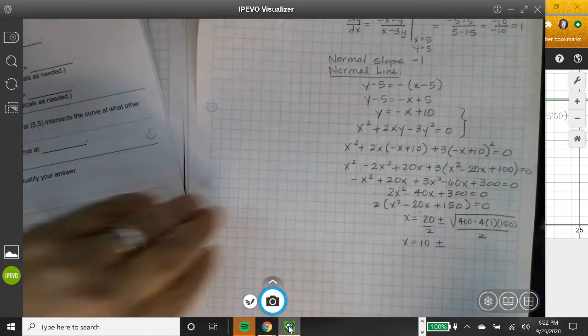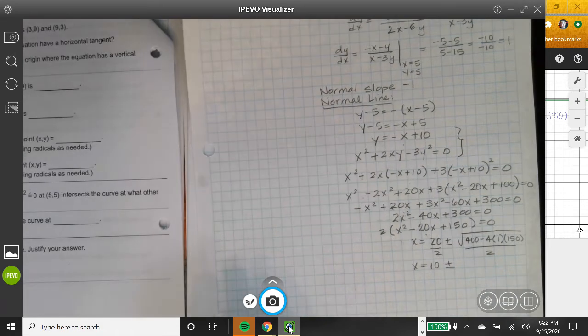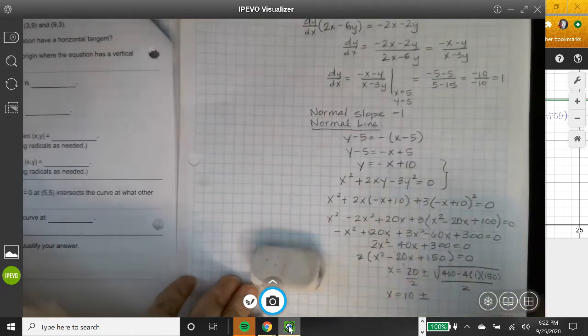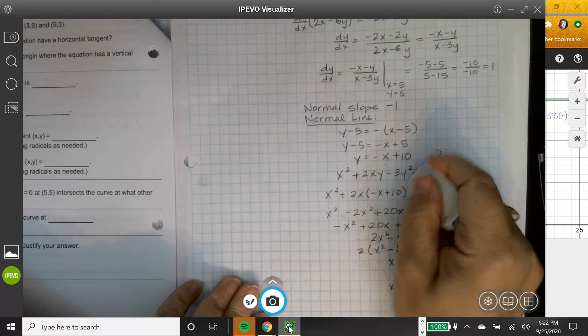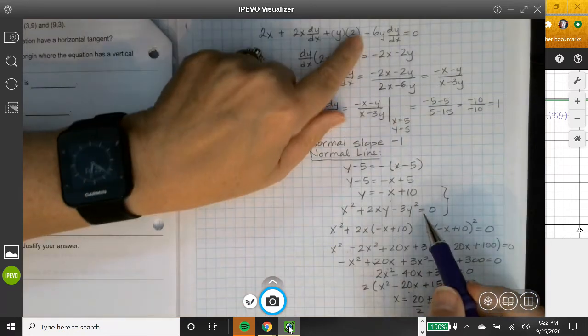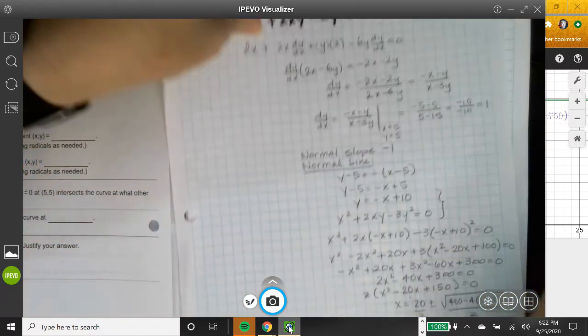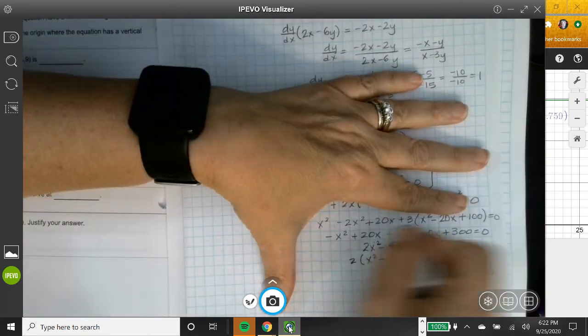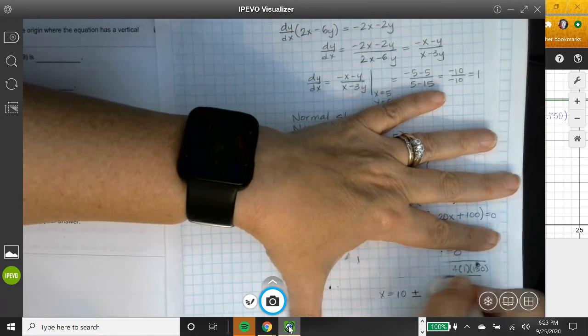All right, I see what I did. I found it. I copied my equation wrong, right? This is negative. This right here is negative 3y squared. I'm sorry about that, folks. So I'm like, I have to have a solution.